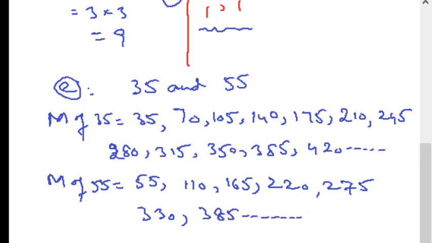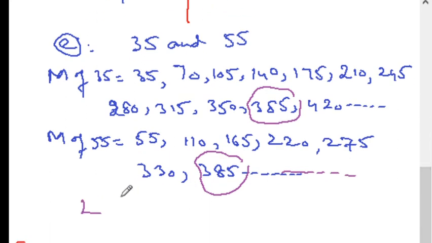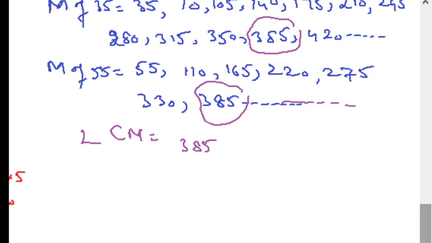Okay, now see here. What is the lowest common multiple? Look at this 385. Look at this 385. There are other multiples there, but we are taking the lowest one. So the lowest common multiple is 385.